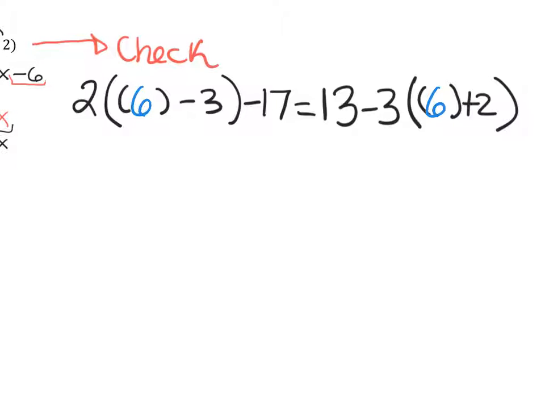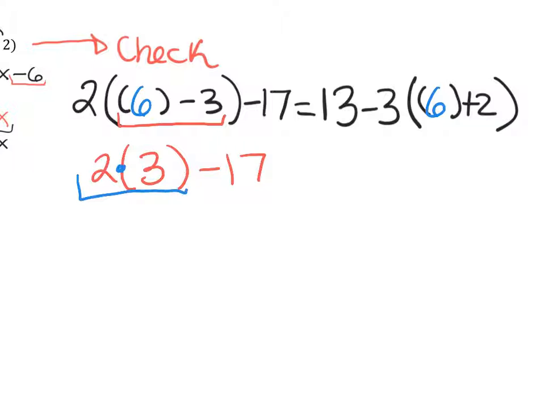Okay, now we can just evaluate using our order of operations. We'll just do one side of the equal sign at a time. So let's start with the left. We do the parentheses first, which is 6 minus 3. So we'll have 2, and then 6 minus 3 gives us 3. It's multiplication happening between the 2 and the 3 in the parentheses, so 2 times 3, so that happens next. So we have 6 minus 17. And then we're left with just that subtraction there, so 6 minus 17 leaves us with a negative 11.